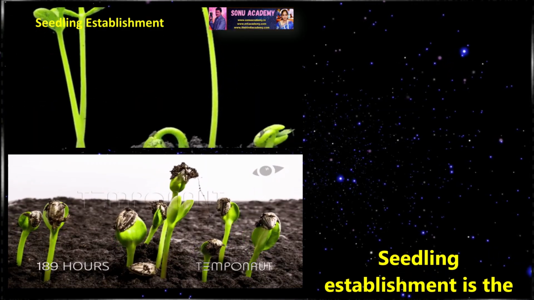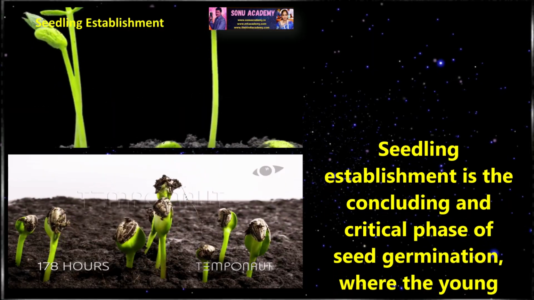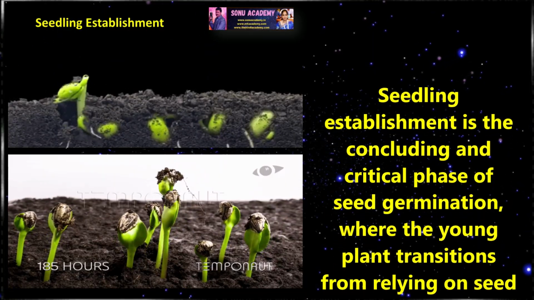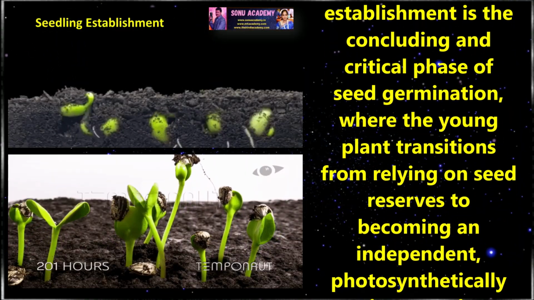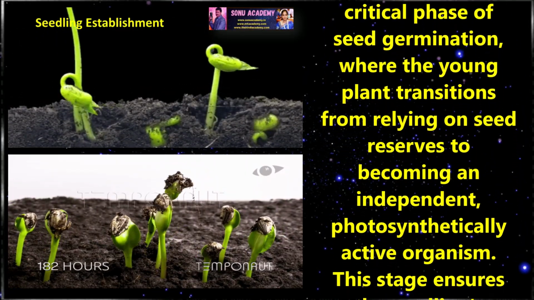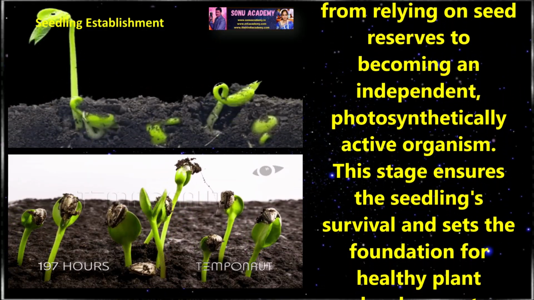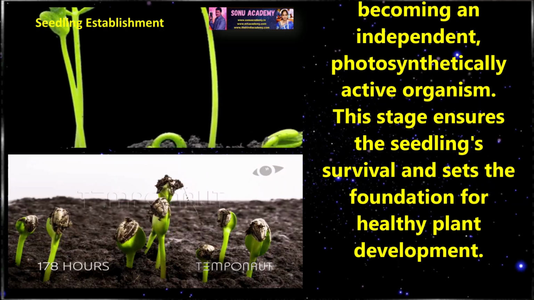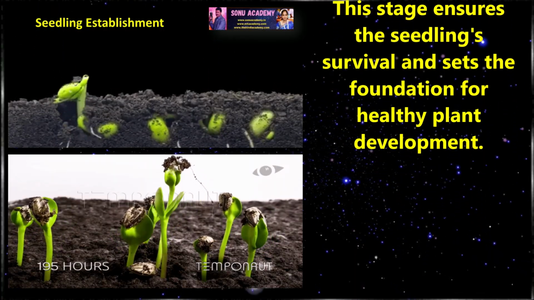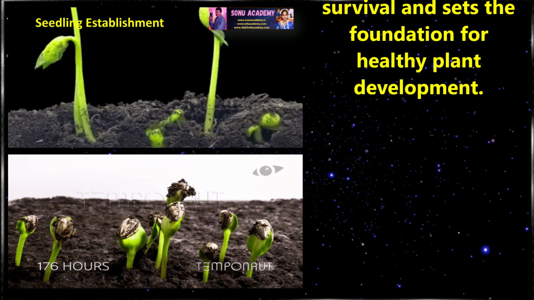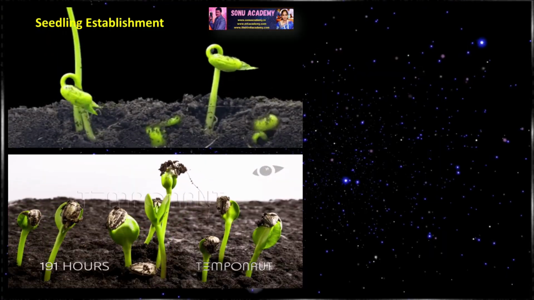Children, now let us discuss the final stage of seed germination, which is called seedling establishment. Seedling establishment is the concluding and critical phase of seed germination, where the young plant transitions from relying on seed reserves to becoming an independent, meaning photosynthetically active, organism. This stage ensures seedling survival and sets the foundation for healthy plant development.